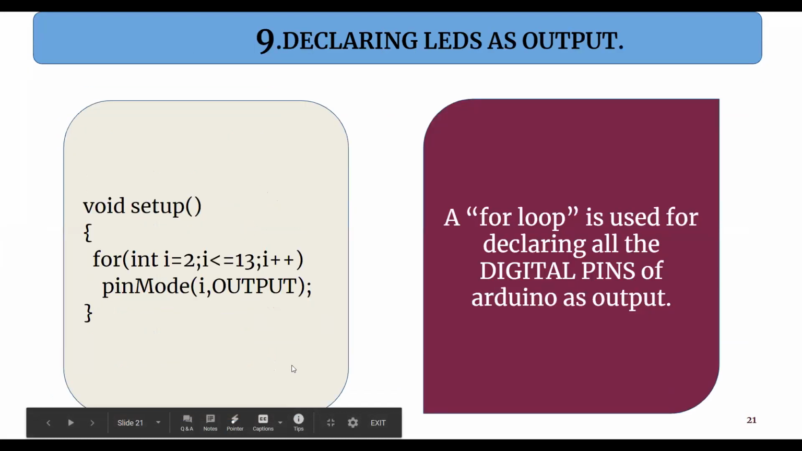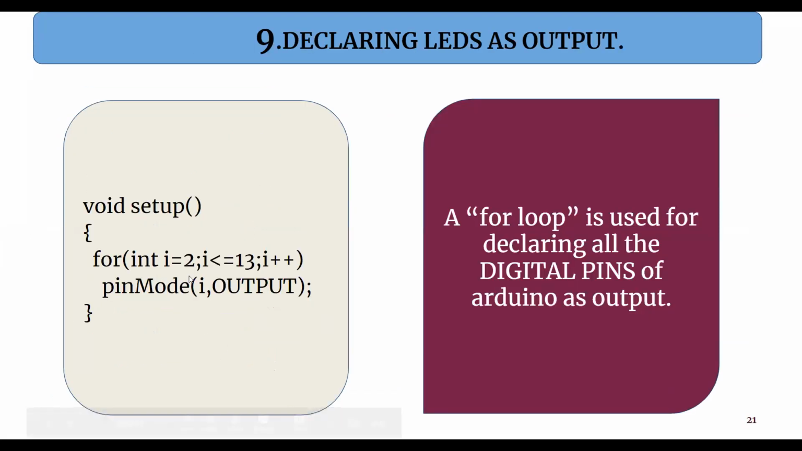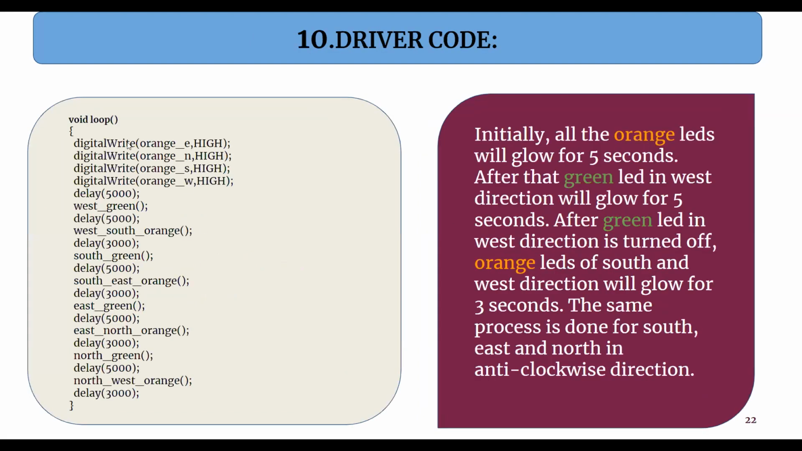After this, we will be declaring the variables from pin 2 to 13 as output. Like we have declared the variables in the starting, those we will be declaring in a for loop and we'll be presenting them as output. And after this is the driver code.